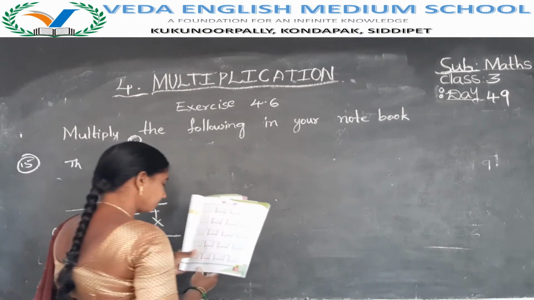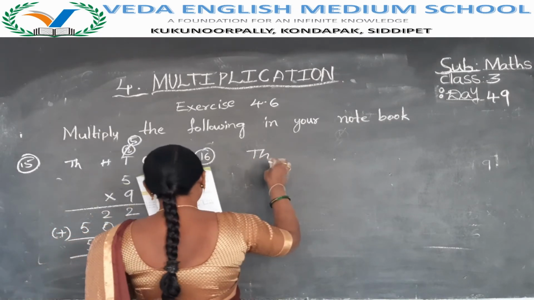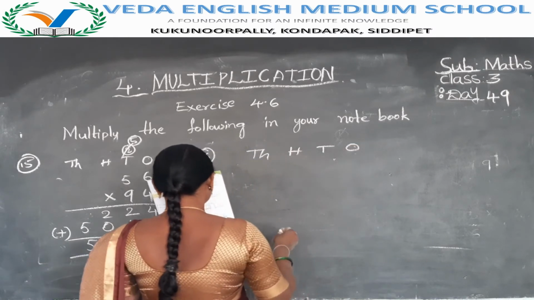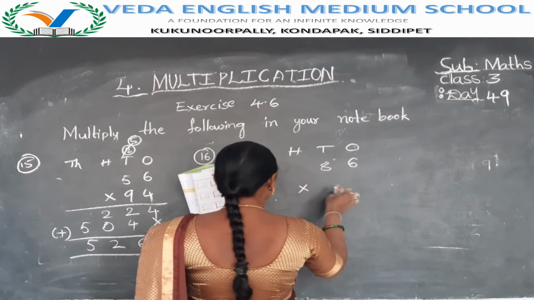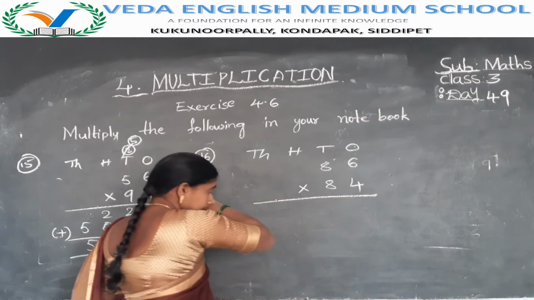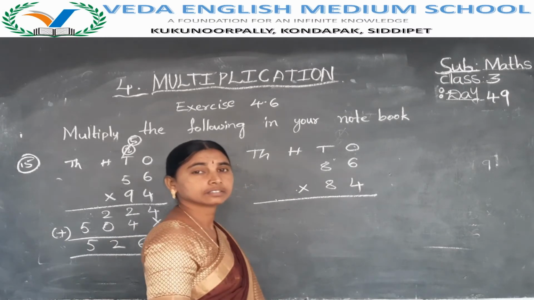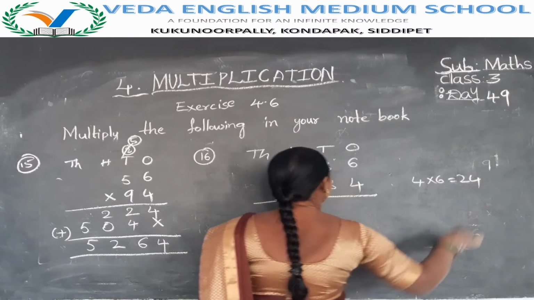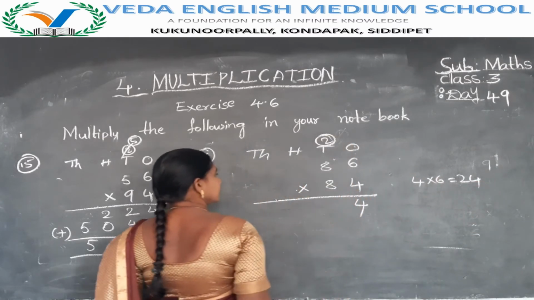See now. Thousands, these are place values. Thousand, hundreds, tens, ones. 86 into 84. See now. 4 into 6. 4 6 are 24. So 4 into 6 is equal to 24. So, but here write 4 before this 2 carry to tens place.